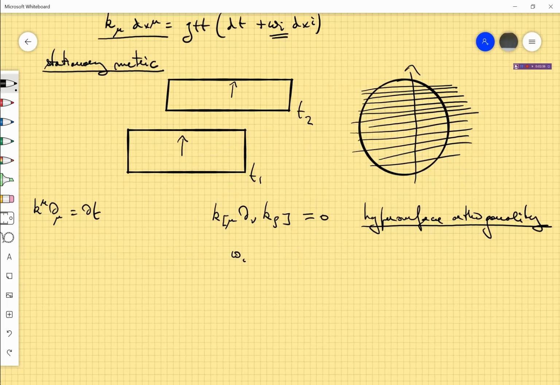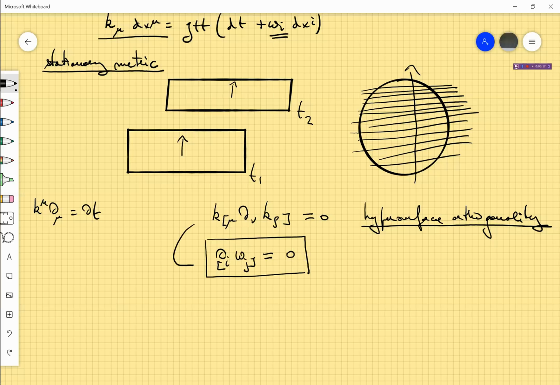Okay, so you can check that if k mu is given by this general expression, this can only happen if, well, let me put it this way, omega i j antisymmetrized is equal to 0. This is the condition where we have already used the fact that omega is time independent. So what happens when this antisymmetrized derivative is 0?